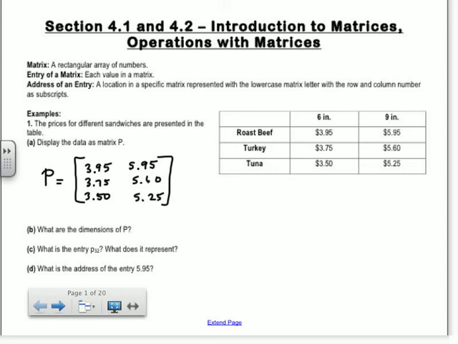It says, what are the dimensions of P? Dimensions are always rows by columns. A lot of people get confused on which one's which. I always think of columns as the columns on a house, so columns are up and down. Rows go this way. So how many rows and how many columns do I have? 3 rows and 2 columns. You guys see it? So the dimensions are 3 by 2.